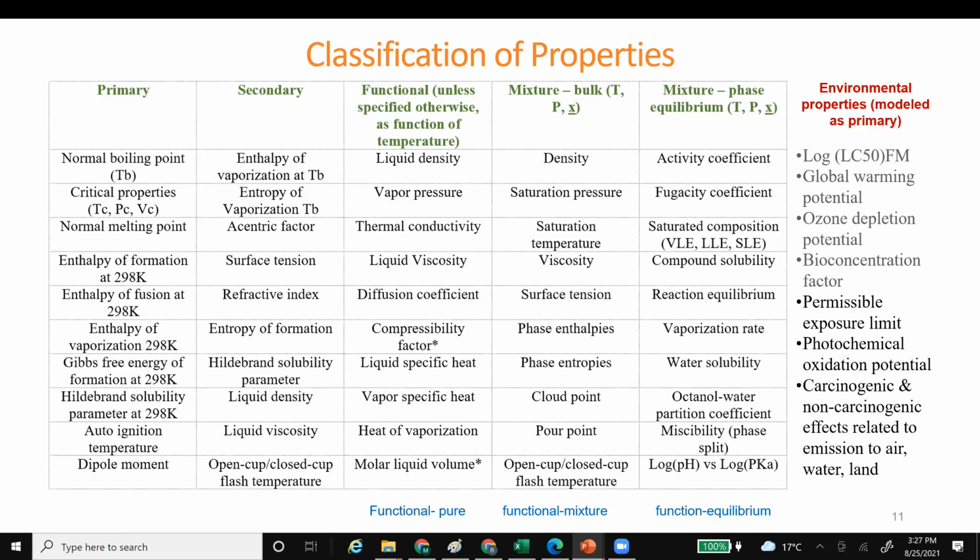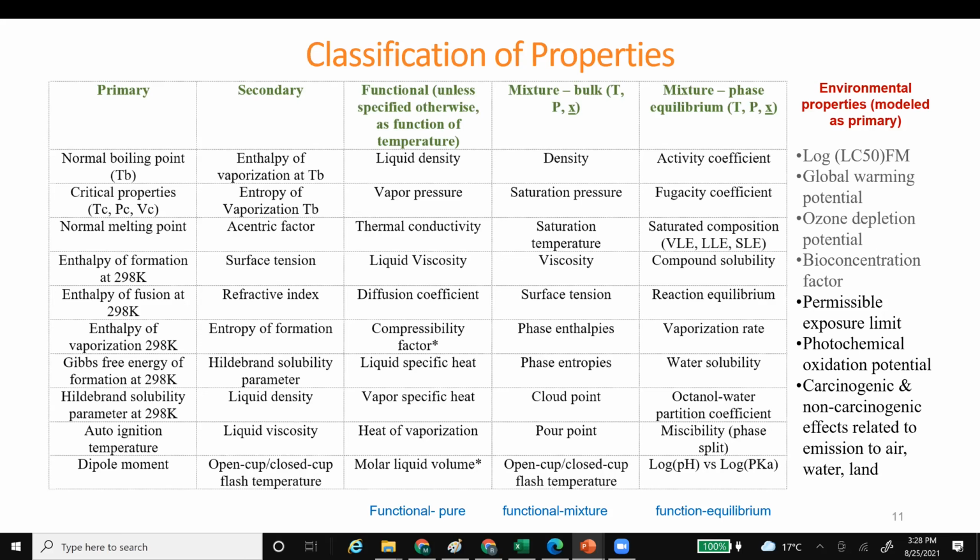The secondary property can also be related to the primary, but it is not directly related to the molecular structure. It's also related to other primary properties. So for example, the heat of vaporization, we can calculate it at a given temperature as a primary property, but also, knowing the boiling point, we can calculate the heat of vaporization. So like that, the secondary property needs some other properties to calculate. Both are pure compound properties.